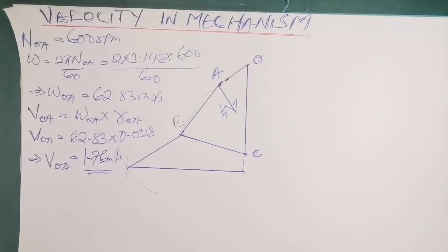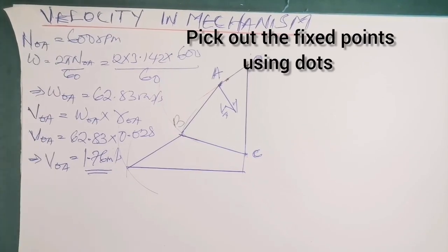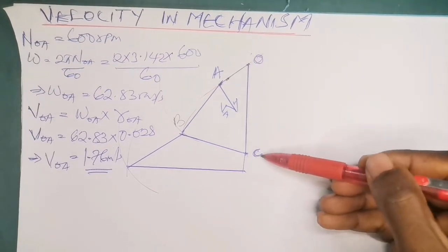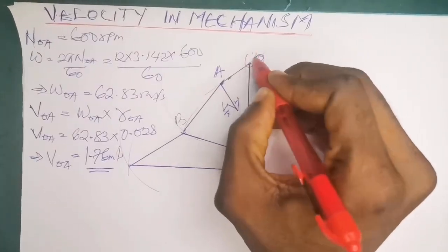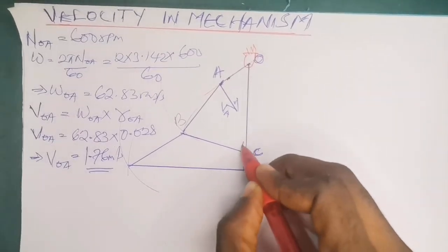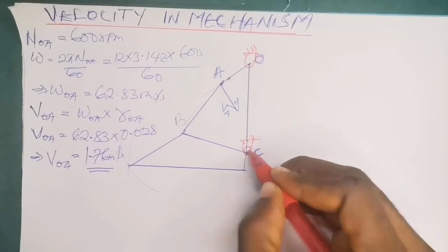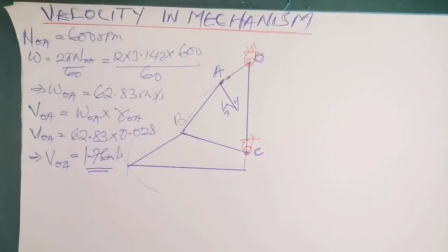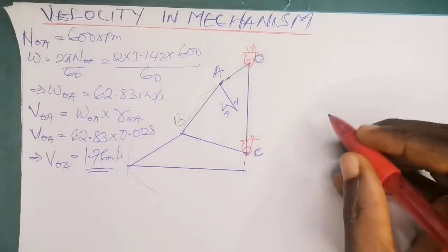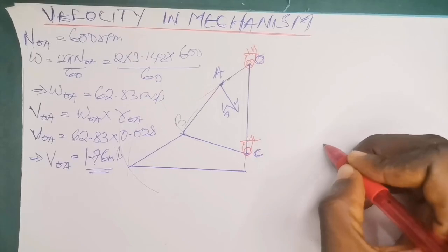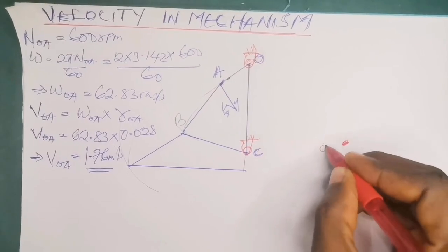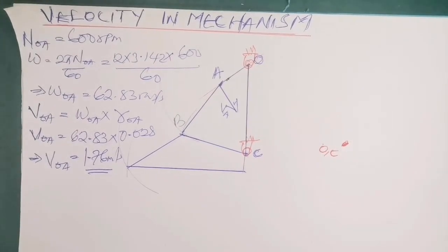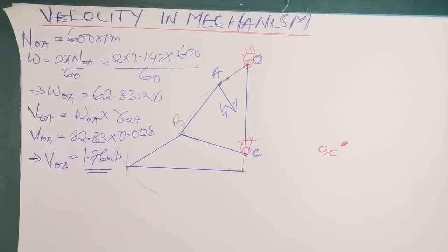To do that, first of all, we pick out a fixed point. Point C and point O are fixed, not forgetting. These 2 points are fixed. So you simply pick out a fixed point. You can simply call it the fixed point. This is now o, comma c. So simply use small letters for that, o, comma c. Those are the fixed points.